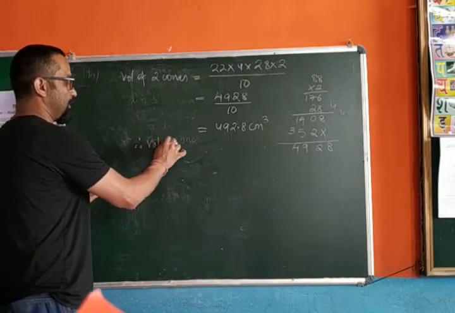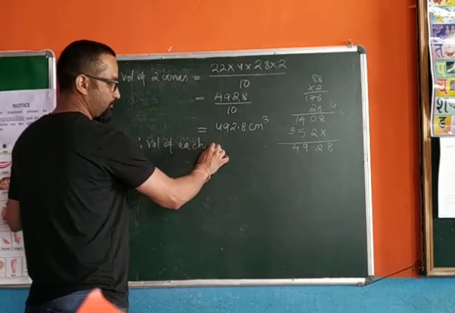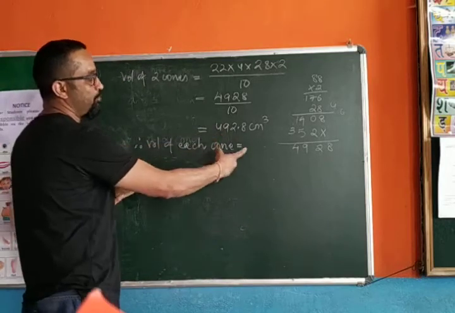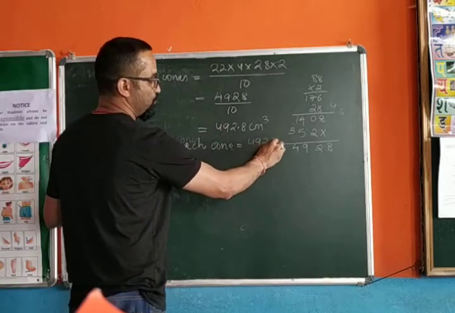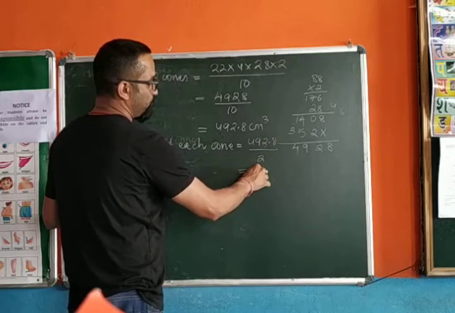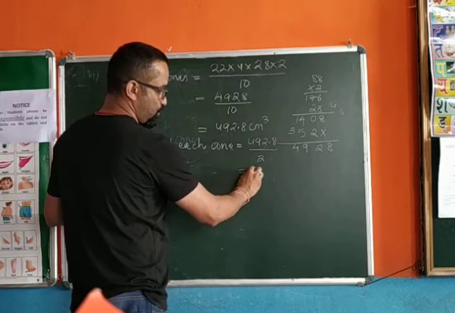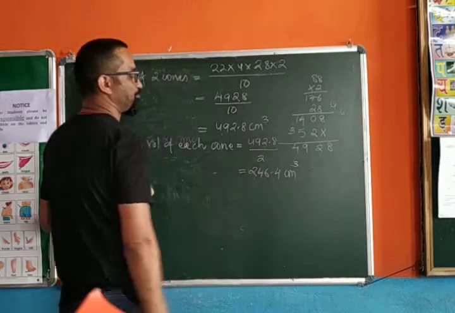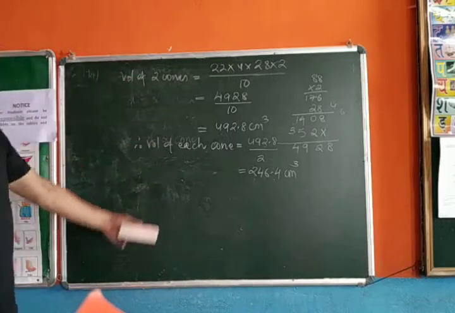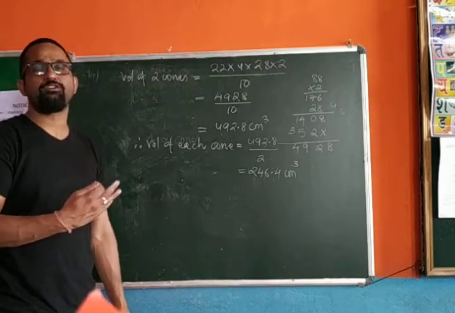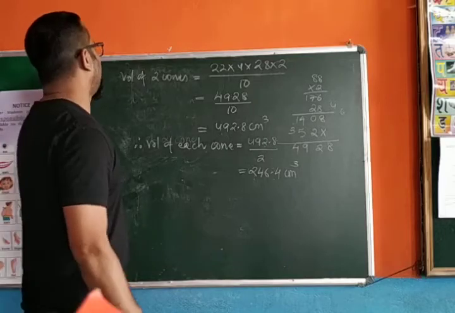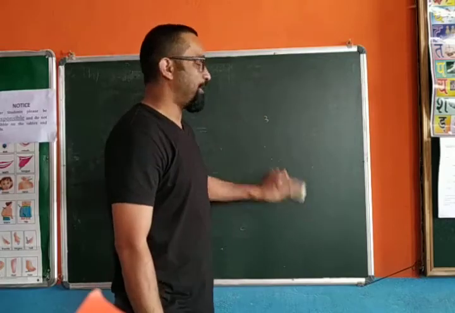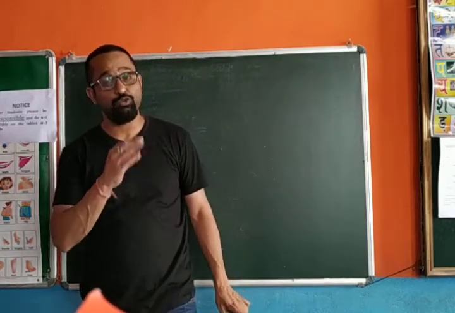Therefore, volume of each cone. The volume of 2 cones is 492.8. Volume of 1 cone you need to divide by 2, which is equal to 246.4 centimeter cube. Important question, slightly different from melting and recasting. It had come in ICSE and I had left this question. So I felt this is an important one, you need to practice it.